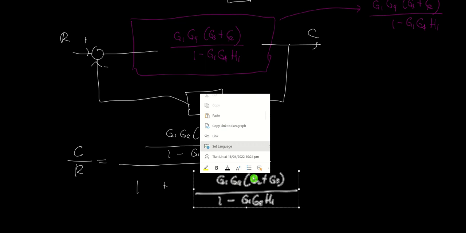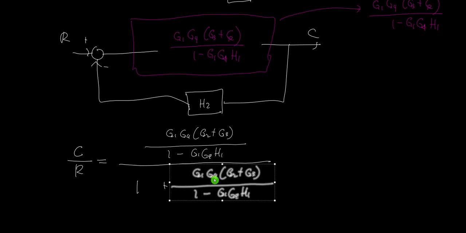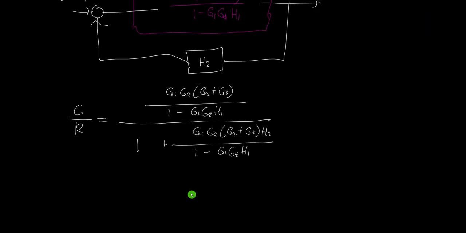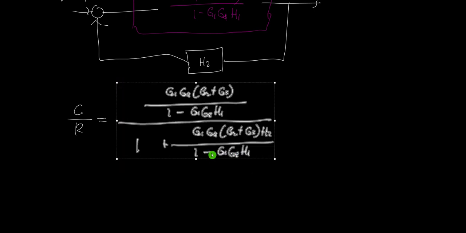Then I multiply this with H. Our H is H2, so just multiply this with H2. Then this will be the C over R. We can simplify this if you want. To simplify this one, we can add the denominator. The denominator will be equal to, so let me just copy this again.